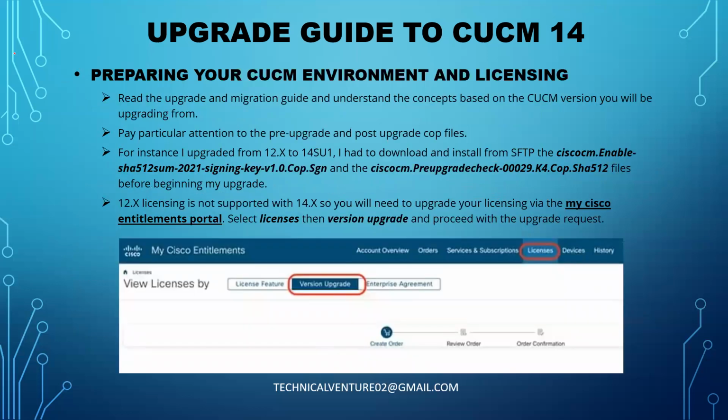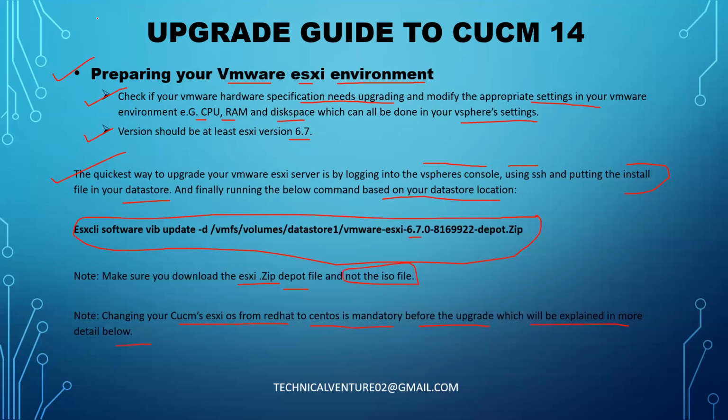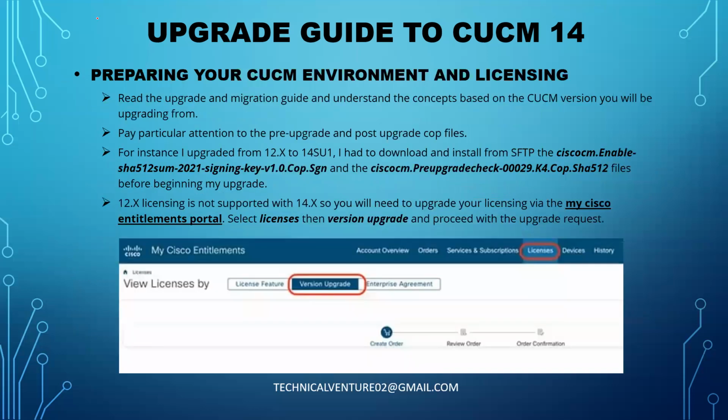Now you need to prepare your CUCM environment and licensing. Previously we prepared our VMware ESXi environment. Now the next step is to prepare your CUCM environment and licensing. First, you can go and read the upgrade and migration guide and understand the concepts based on the CUCM version you will be upgrading from. You can just go to the Cisco site and check the upgrade and migration guide.